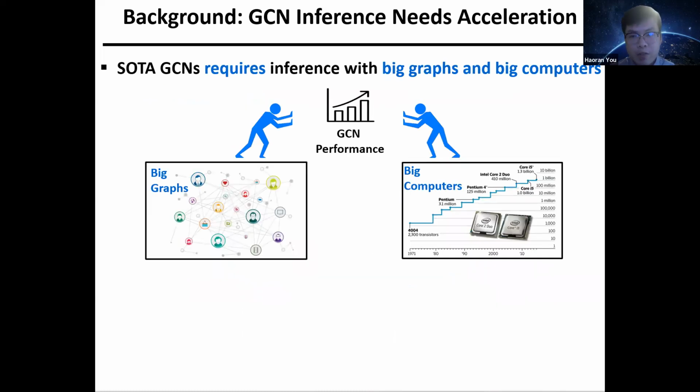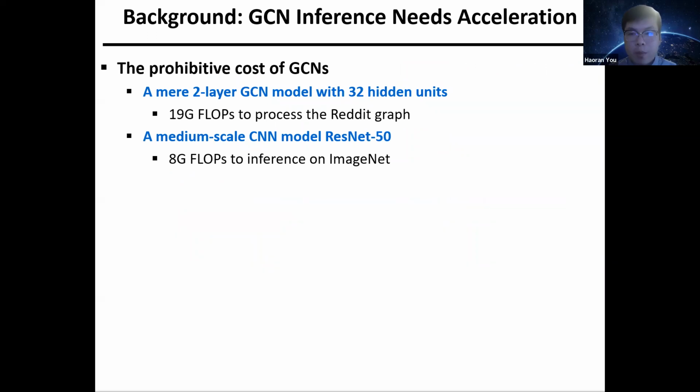Although GCNs achieve good performance on graph-based data, recent breakthroughs on SOTA GCNs rely on massive graph data and computational power, making GCN inference very challenging. For example, as compared to CNN, GCN has prohibitive inference cost. A merely two-layer GCN model with 32 hidden units will require 19 GFLOPs to process the Reddit graph, while a medium-scale CNN model, ResNet-50, only requires 8 GFLOPs to do inference on ImageNet.